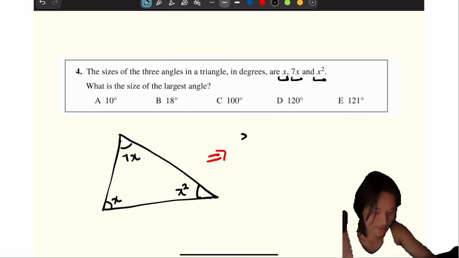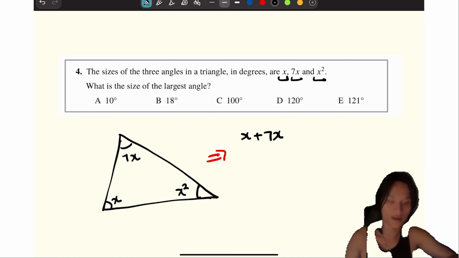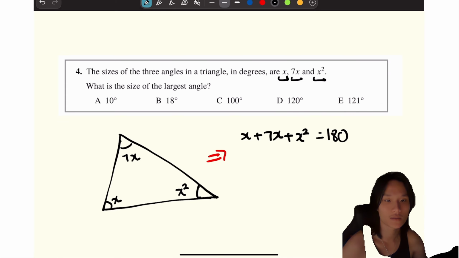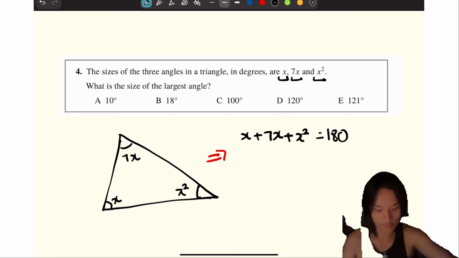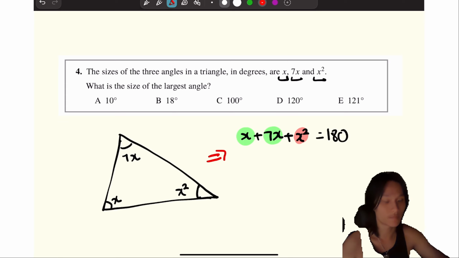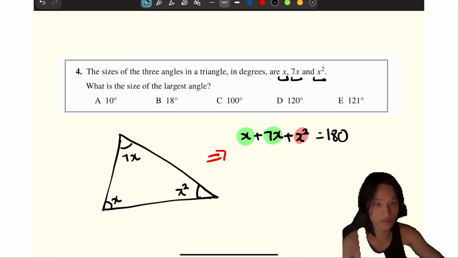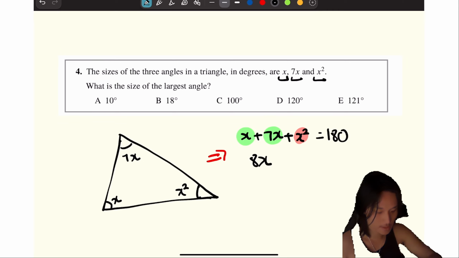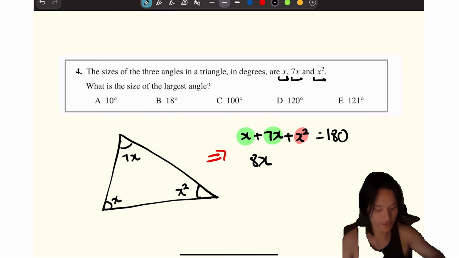So we have x plus 7x plus x squared equals 180. So on the left-hand side, we have x and 7x, and also an x squared. So we combine the like terms. So x plus 7x, that is 8x. And we also have x squared.